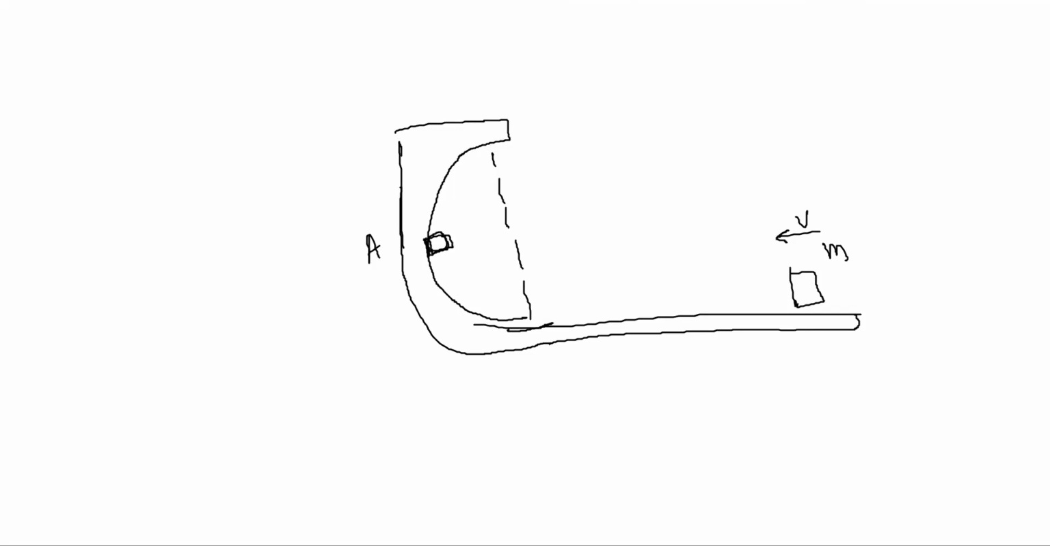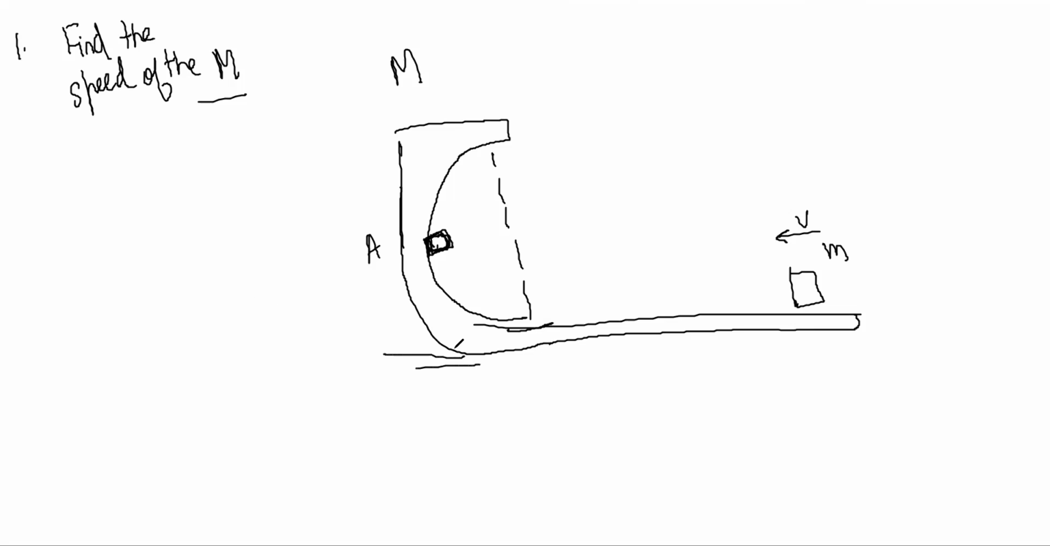Speed of the bigger block of mass capital M, right? This is mass capital M, the bigger block. The question is to find the speed of the bigger block when this reaches this point. Fine. So you have to use conservation of energy and momentum together.